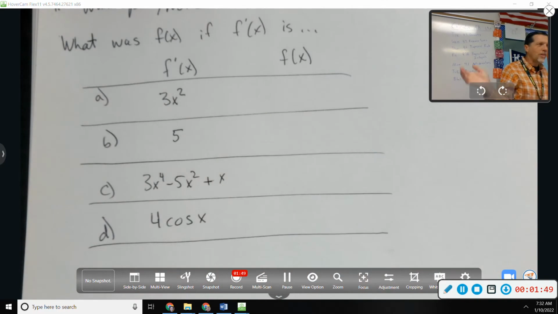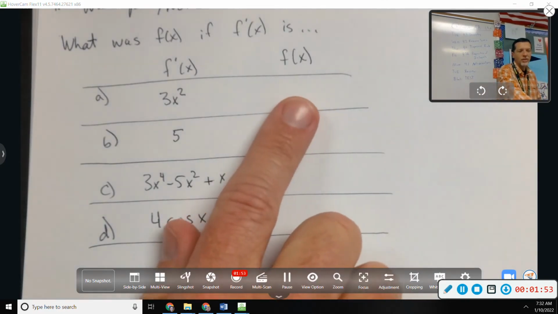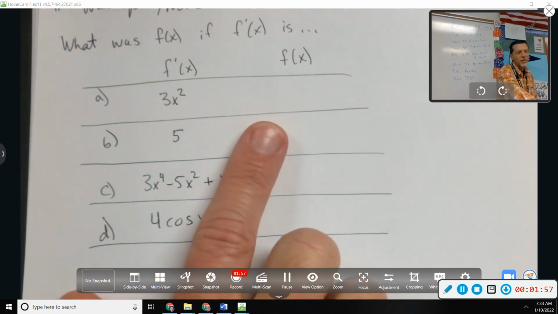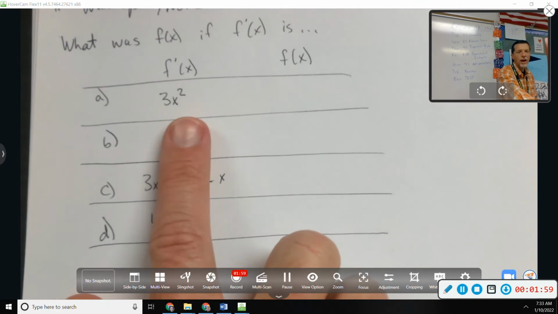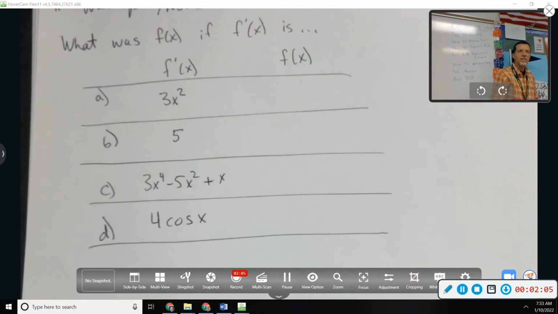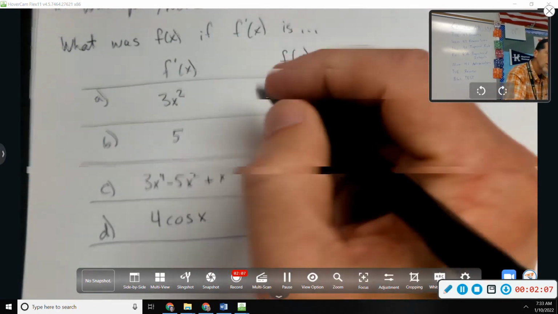Most of you are fine at driving forward, by which I mean taking derivatives. So if you'll be careful, you're fine to take antiderivatives. That's what we're doing today, going backwards, antiderivatives. Having said all that, if f prime is 3x squared, what was f of x? X cubed.